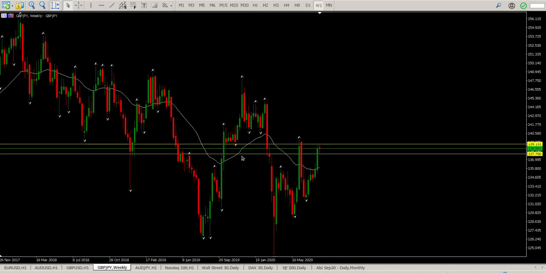Pound Japanese yen, starting on the weekly as well. We are at a weekly level. This is the weekly level here, 139.131, and this is the second weekly level, which is this previous fractal here, and that is 137.790. So that's kind of what we're looking at the moment.